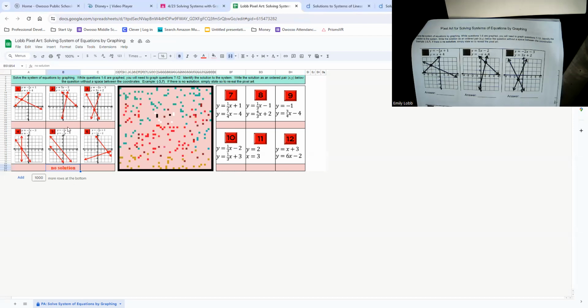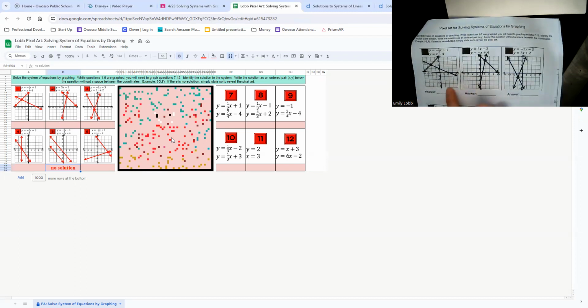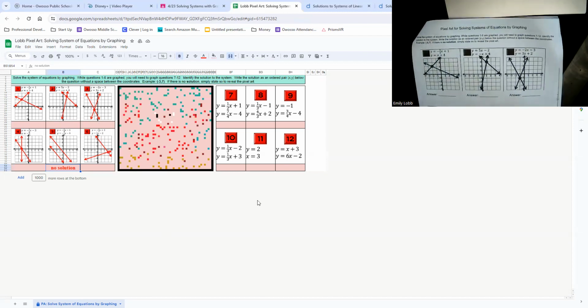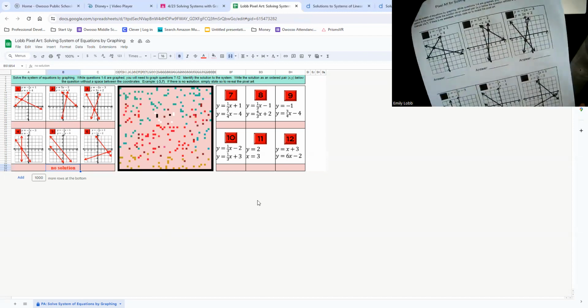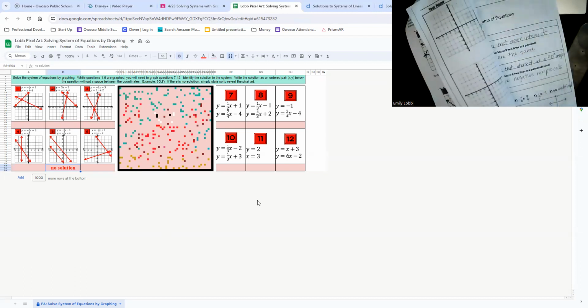These other points you're listing as ordered pairs. So you're going to list them on your paper, and you're going to check those answers on the pixel art. You're going to turn this pixel art in. You'll get credit for that. You'll get credit for turning your packet in with the quiz tomorrow. So be sure that packet's done.